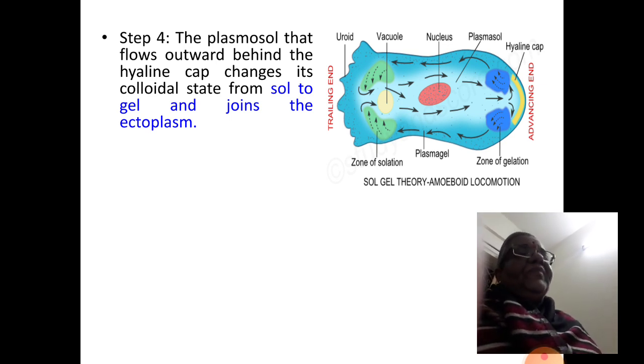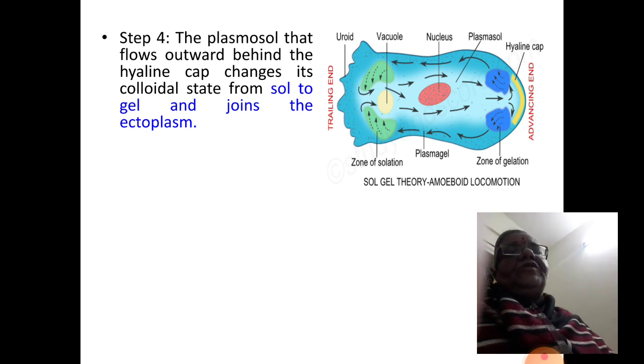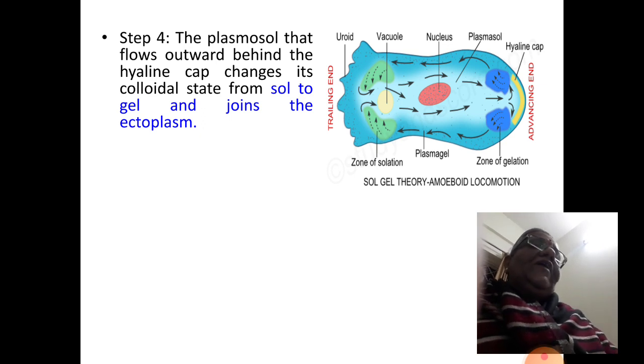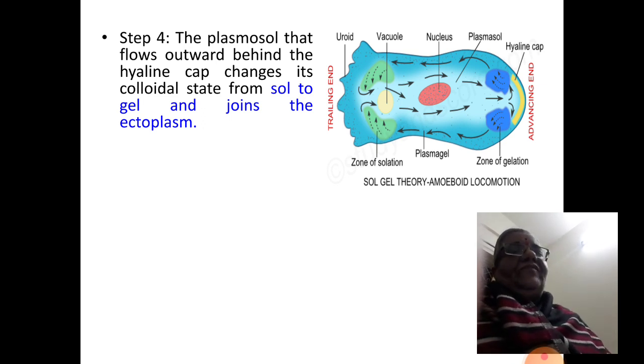So step 4. Whatever plasmosol flows outward behind this hyaline cap at the weak point changes its colloidal state. It transforms itself from sol to gel and joins the ectoplasm. How does it transform itself from sol to gel? By losing water, right? So when water accumulates here, there is further growth of pseudopodium in that direction, okay?